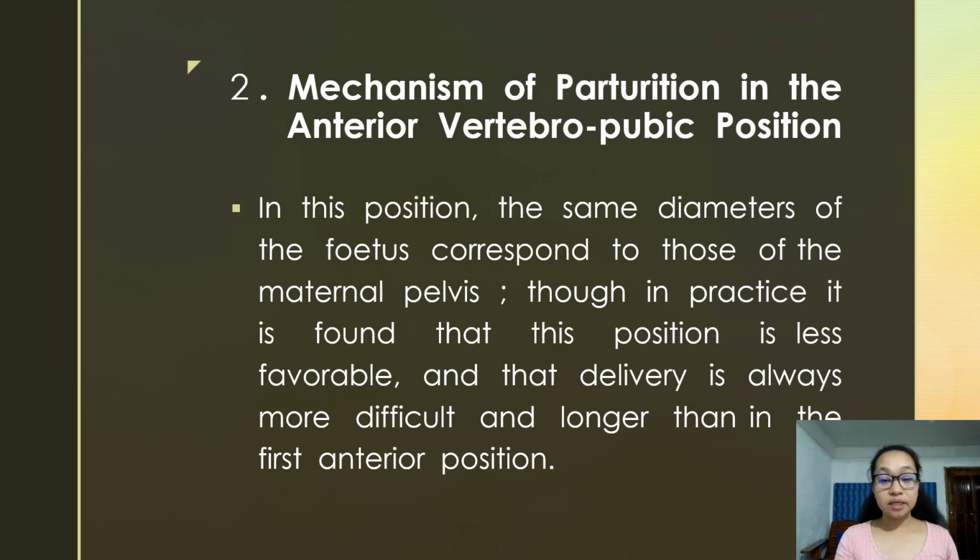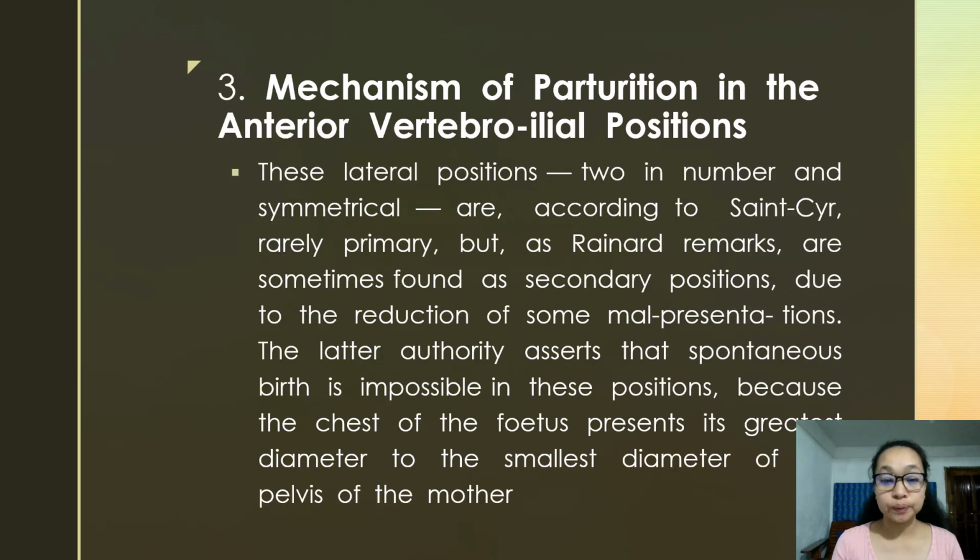The second mechanism of parturition is in the anterior vertebropubic position. In this position, the same diameters of the fetus correspond to those of the maternal pelvis. Though in practice, it is found that this position is less favorable and that delivery is always more difficult and longer than in the first anterior position.